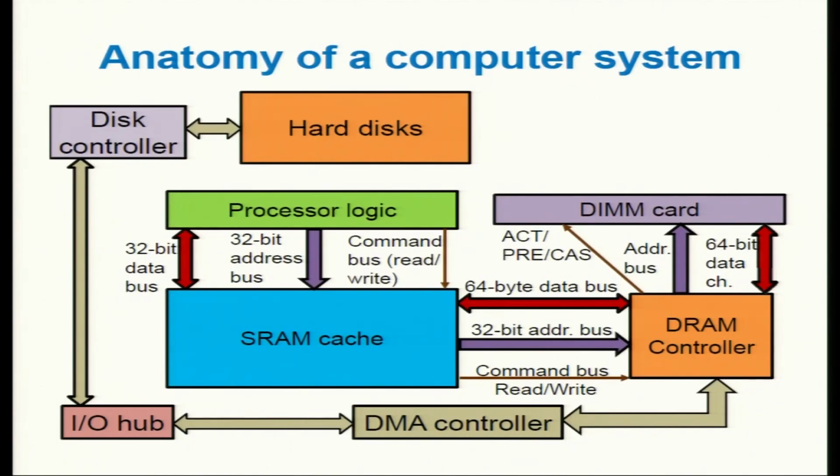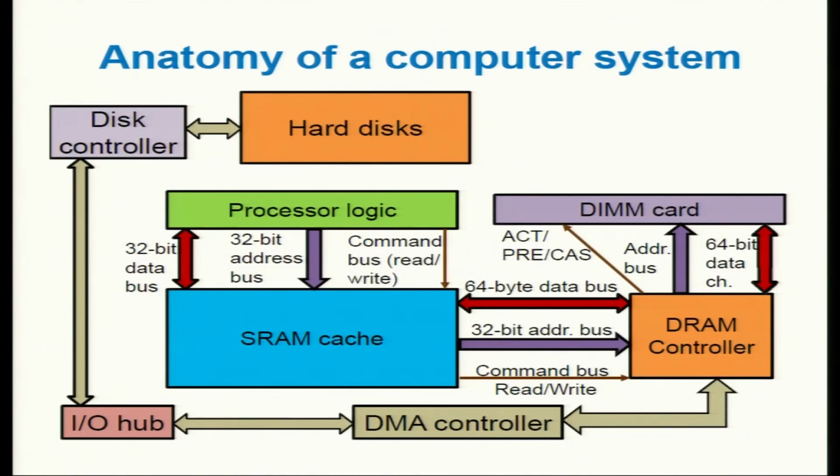Now I have separated out the SRAM cache and the processor logic. Here you can see the interface also. You have a typically 32-bit data bus connecting the processor logic to the SRAM cache. It could be 64-bit also, depending on how wide the processor is. You have a 32-bit address bus. It could also be wider. And there is a command bus which says whether you want to read or write from the SRAM cache. And since this is on chip, it is quite small in size.